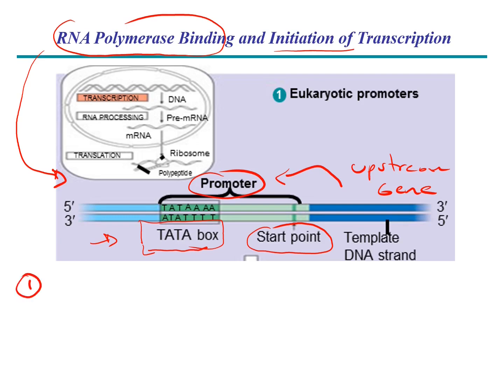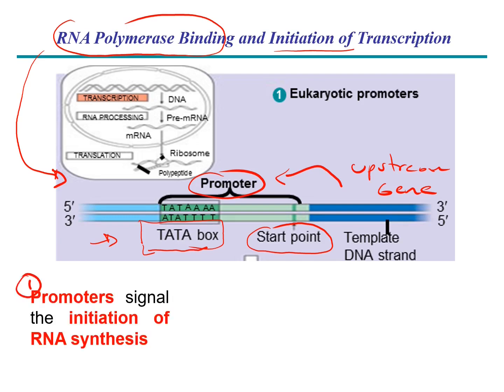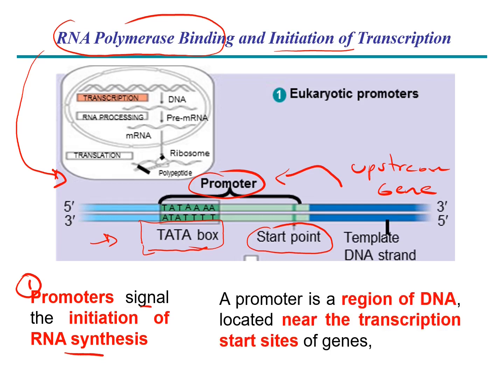So I told you first that the promoter signals the initiation of the RNA synthesis. And I also told you that a promoter is a region of DNA located near the transcription start sites of genes. So here you can find the start point, and here you can find the promoter.